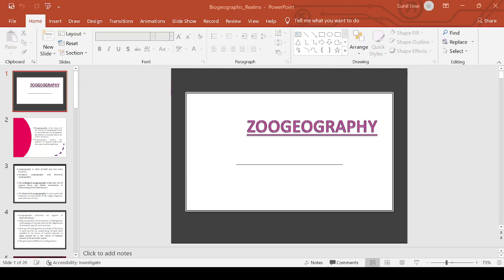Zoogeographic provinces are based on the taxonomic and phylogenetic relationships of animals, and not on the adaptation of animals to a specific environment. So this kind of classification is based on certain aspects. One is taxonomy, which means how the animals are classified. Second is phylogeny, which deals with the evolutionary origin of the animals. These are the two aspects that come under zoogeographic classification. Based on morphology as well as evolutionary history, the animals are put into separate zoogeographical regions.